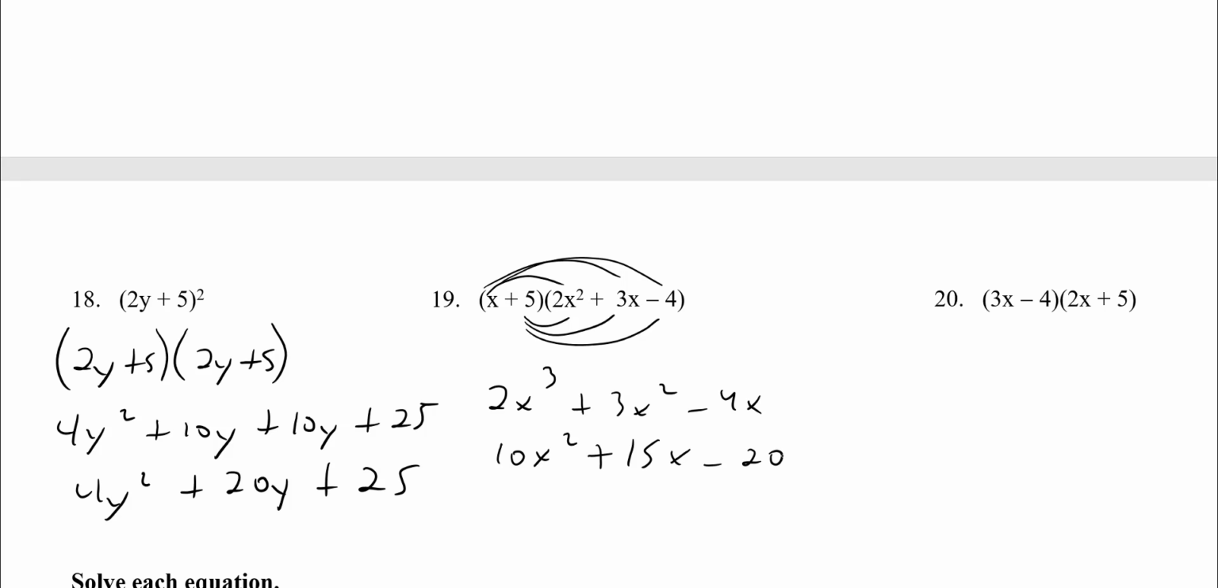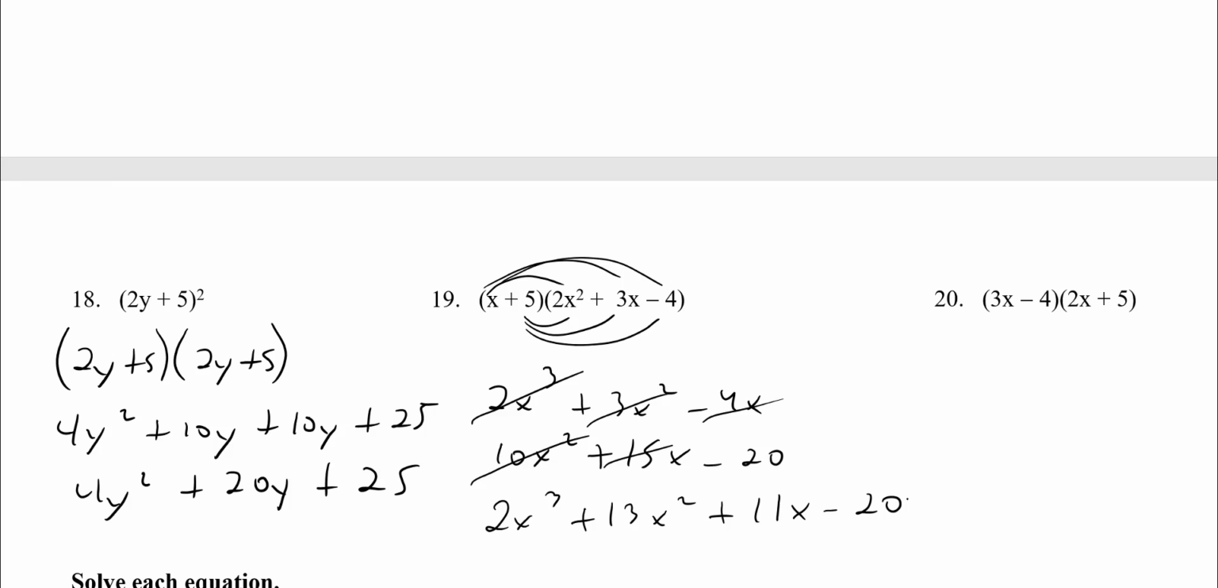Okay, then you combine like terms. Nothing to combine with the 2x cubed. 3x squared plus 10x squared is 13x squared. Negative 4x plus 15x is positive 11x, and then minus 20. Okay, not bad. It's a little bit of work, but you just got to deal with it.